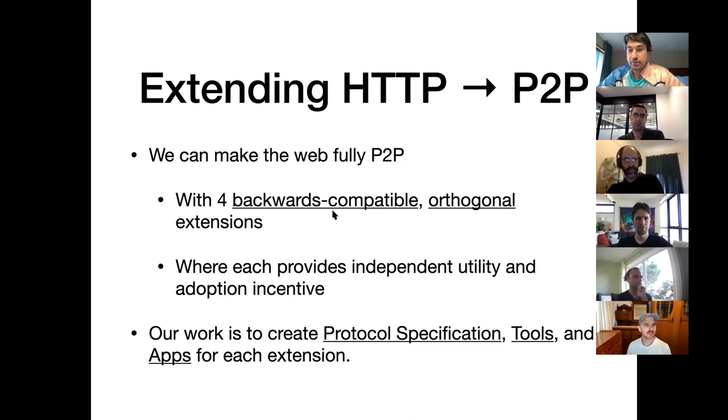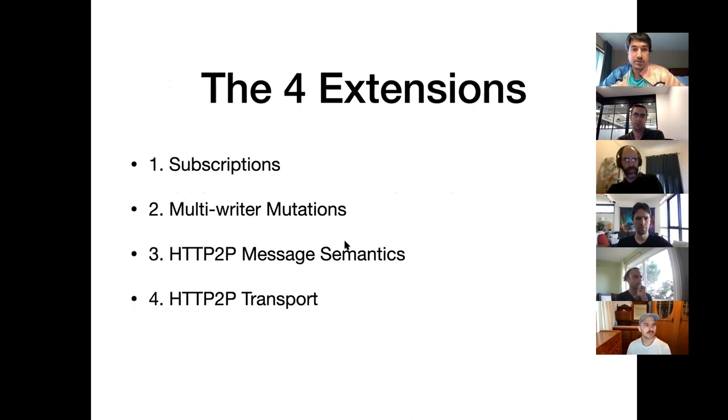And we're going to do this with four different extensions. So these are what the extensions are. In the past, we've talked about these as levels of the protocol, but they're all kind of independent. So we've got subscriptions. And this is adding the features so that when you want to get some state at a website, at a URL, you can not just get it right now, but continue to get all the updates to it.